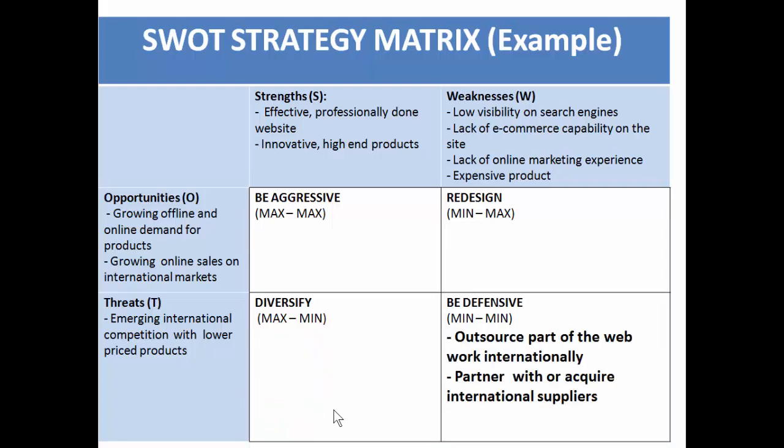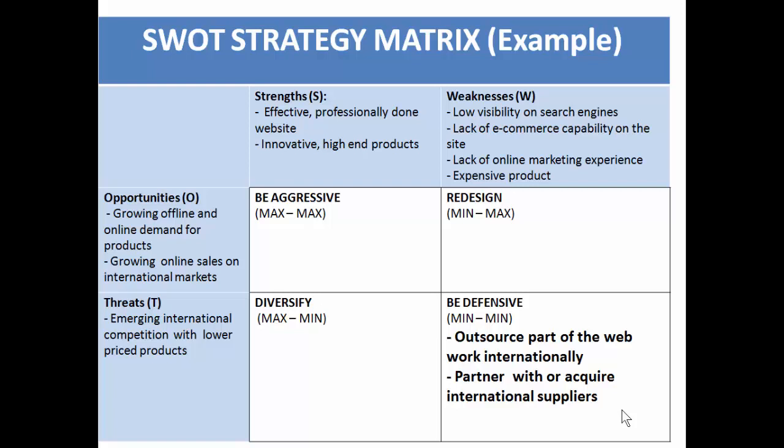And finally, we are trying to match our weaknesses. We are trying to see how our weaknesses match with our threats and what we can do about them. We can be defensive, of course. Number 1, we might want to partner with some international suppliers, for example, in order to be much more competitive. As you can see, being competitive is really important at this stage.